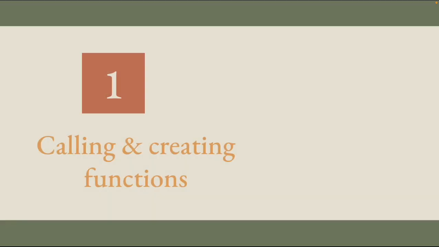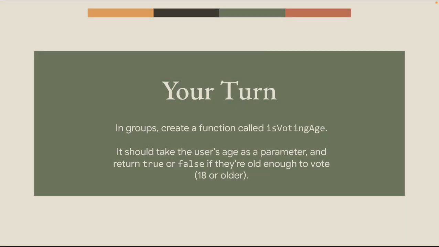So now for calling and creating functions. I want y'all to take some time, get in groups, work with your partner, and go through this example. We want to create a function called isVotingAge. What this function should do is take the user's age as a parameter, and return true or false if they're old enough to vote, which is 18 or older. Take about 2-3 minutes to do that. And I'm gonna ask y'all to help me put this function together because I don't know how to do it.